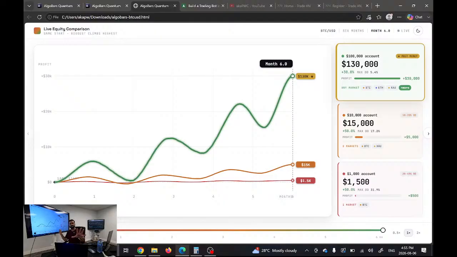But here's the problem, okay? If you only start with 1,000, and at the end of 6 months you made 50% gains, which is ridiculously high, okay? If you made 50% gains, you've only actually made $500 after 6 months. It comes back to the percentage-based thing. You've only made $500.